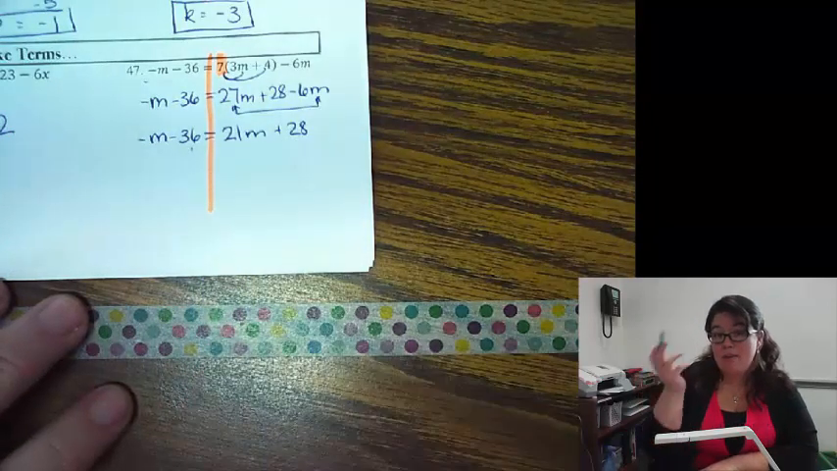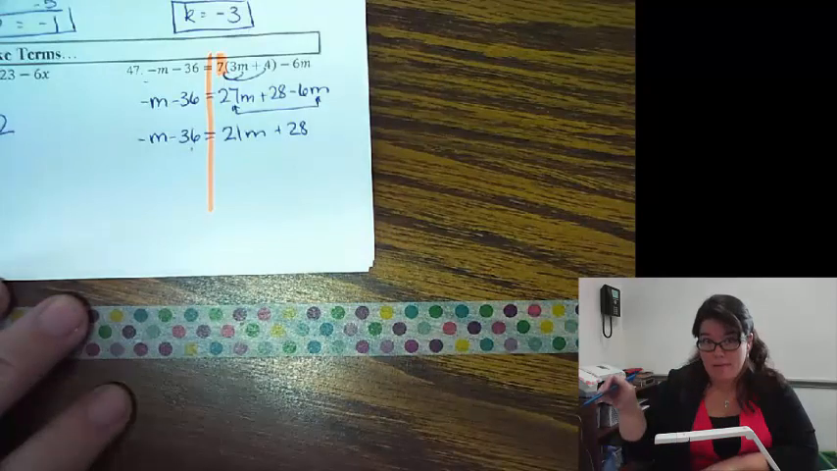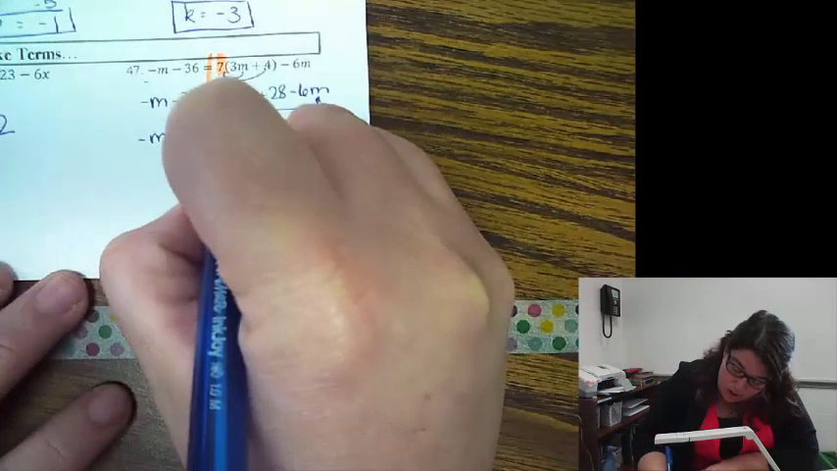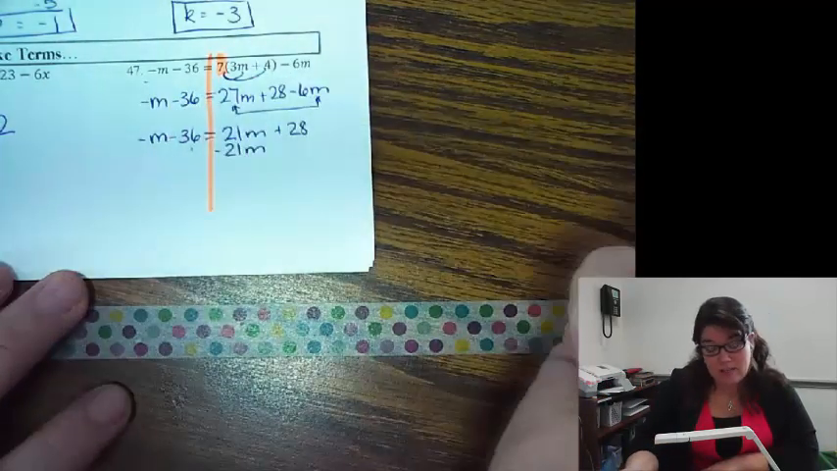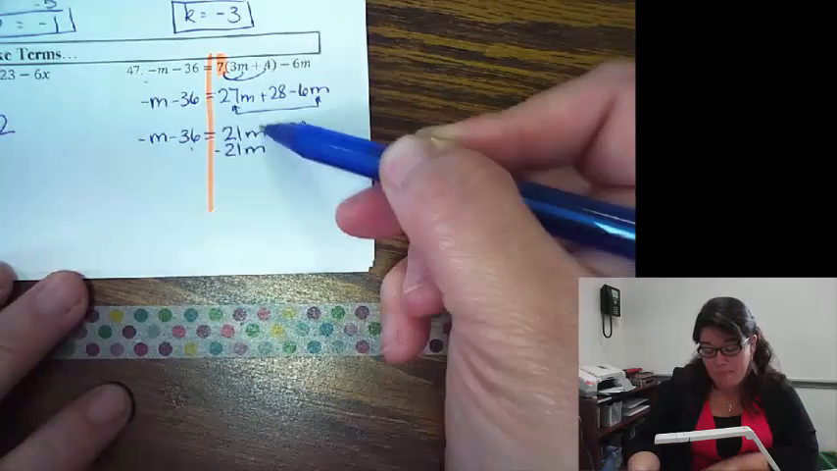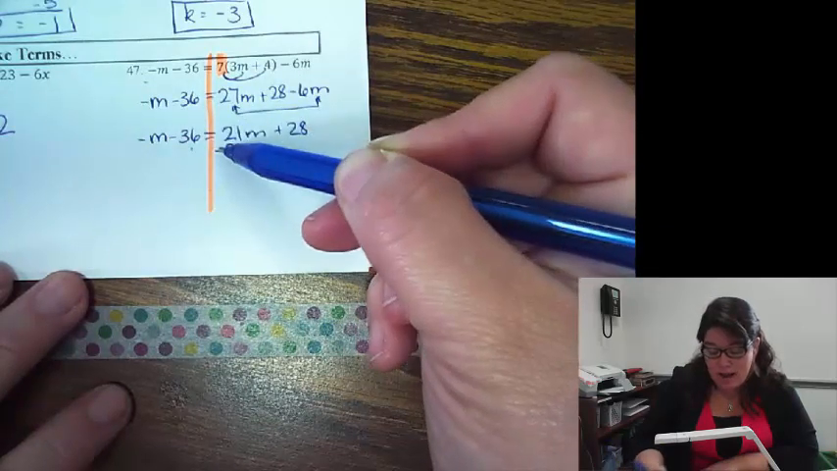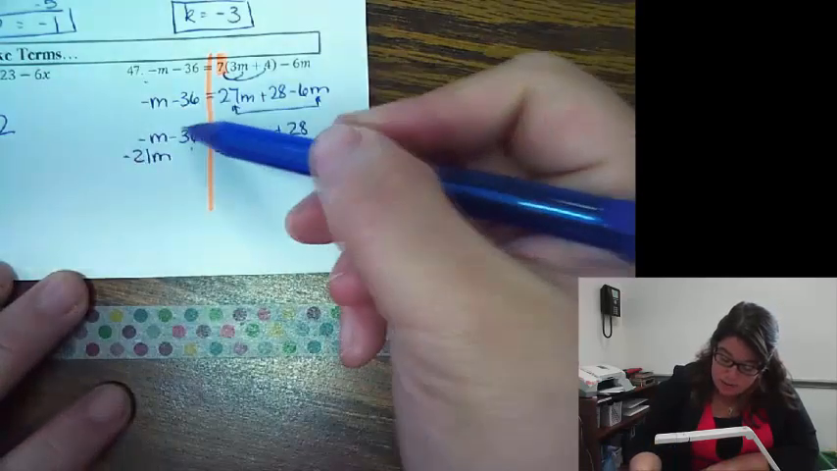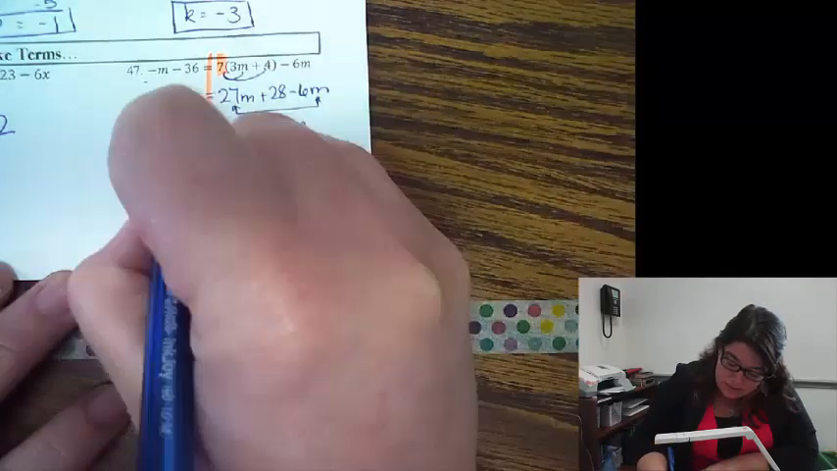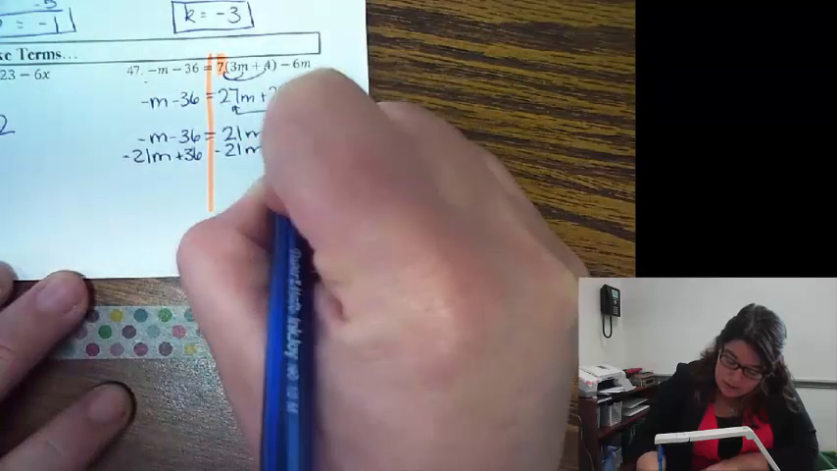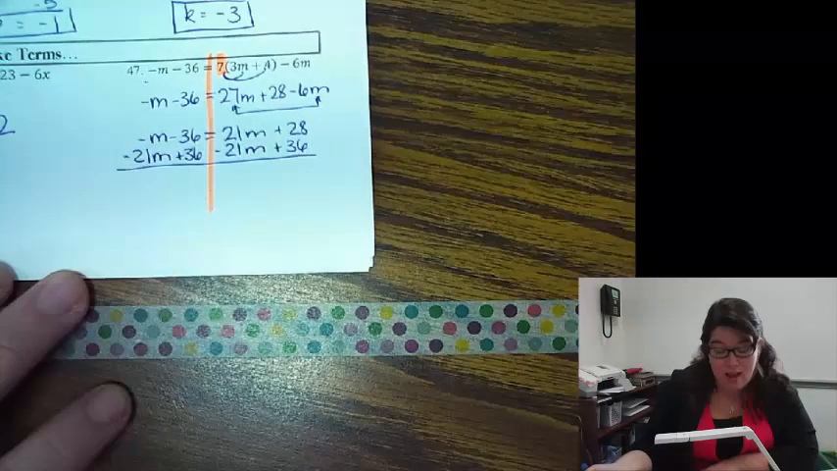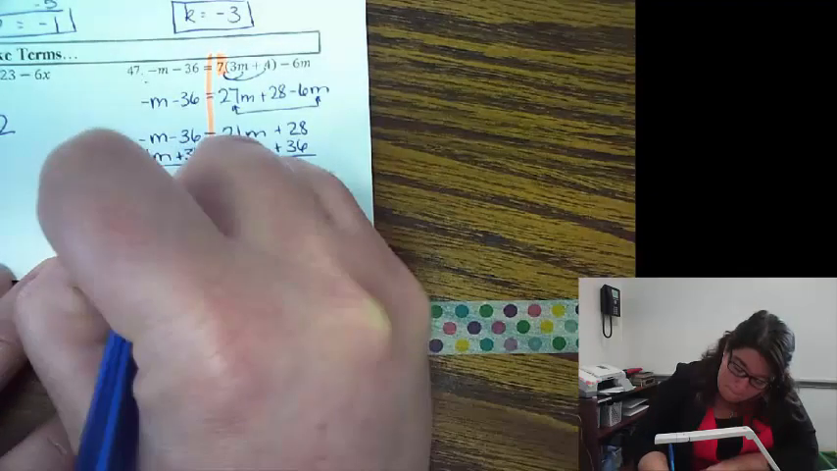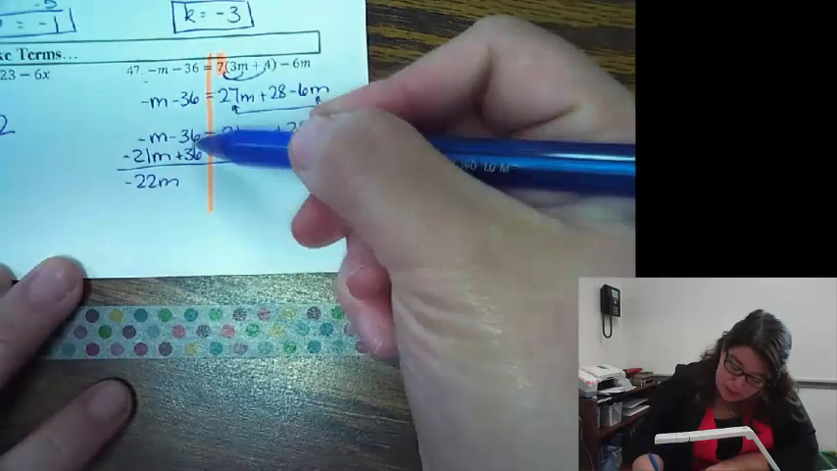Now I'm going to get my variables here, put my constants there. All right, I'm going to get my variables to the left by doing the inverse operation just to keep things fair. I want to move this 21m, so I'm going to do negative 21m, and I'm going to do it on both sides. And I want to move this negative 36 over here, so I'm going to do positive 36. Positive 36. Combine these all together. Negative m and negative 21m gives me negative 22m. Negative 36, positive 36 cancels.